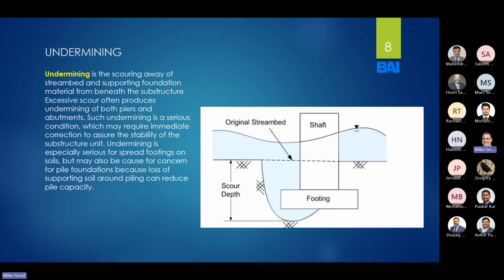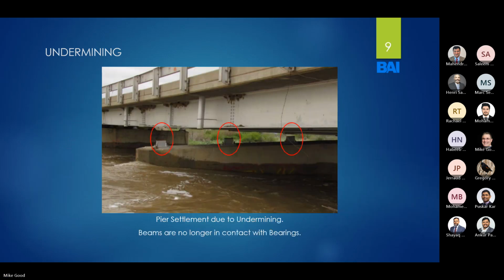One of the main ways that a bridge is damaged by scour is undermining. Undermining is actually a type of local scour, and it's the scouring away of the stream bed and supporting foundation material from beneath the piers and the abutments. A good example is settlement of the pier due to undermining.